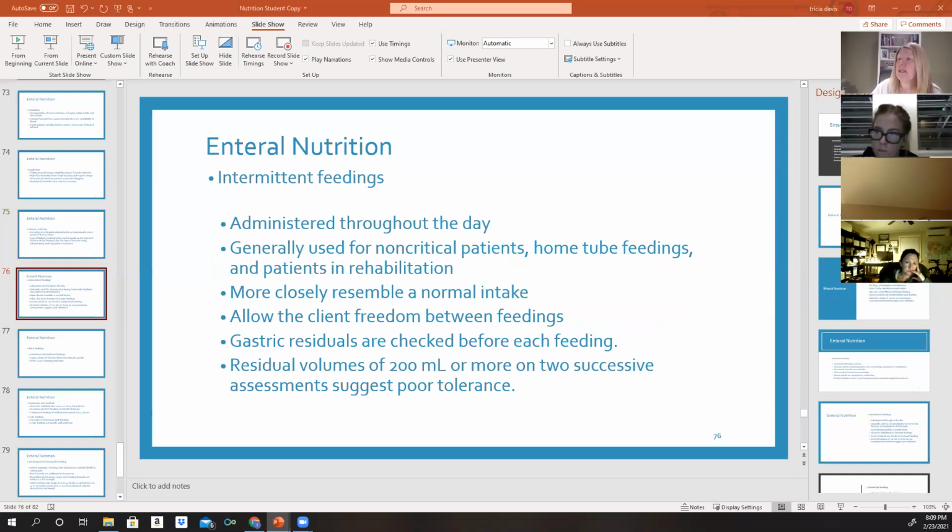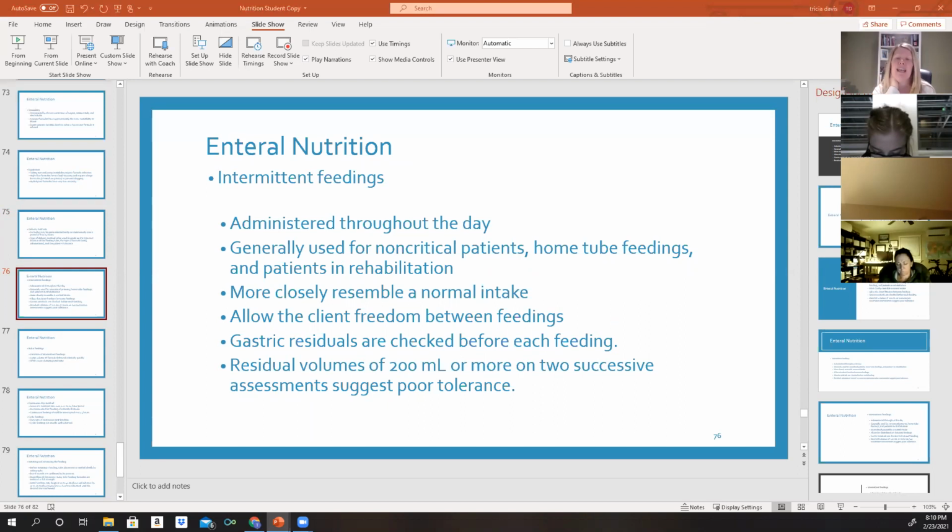So those intermittent feedings, we talked about that, are administered throughout the day, generally used for non-critical patients, patients that do it at home usually, or that are going to go home with these tube feedings, patients that are in rehabilitation or long-term care facilities. These resemble a normal food intake. You're eating at those interval times where most patients eat: breakfast, lunch, dinner, and a snack.